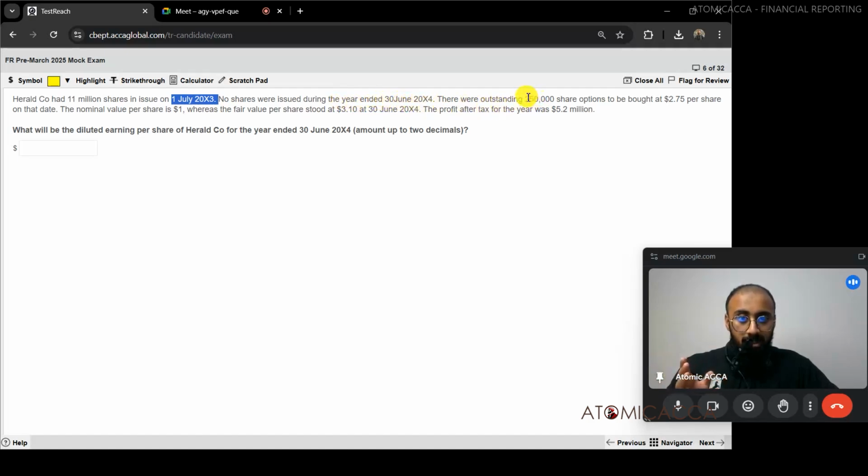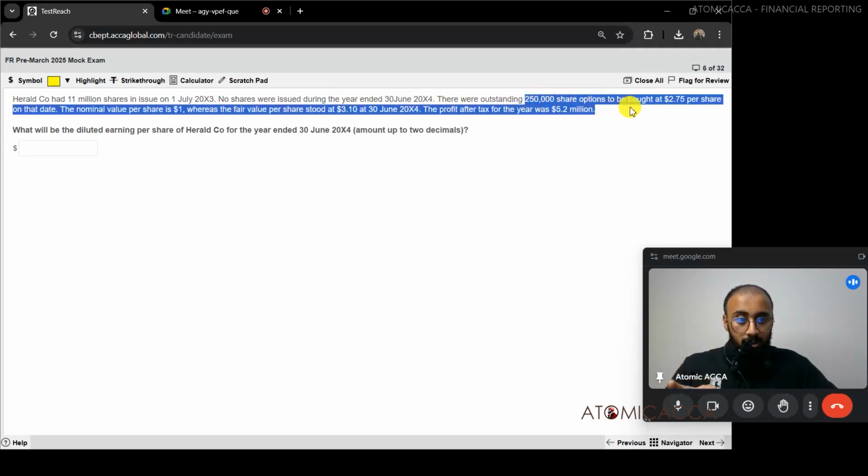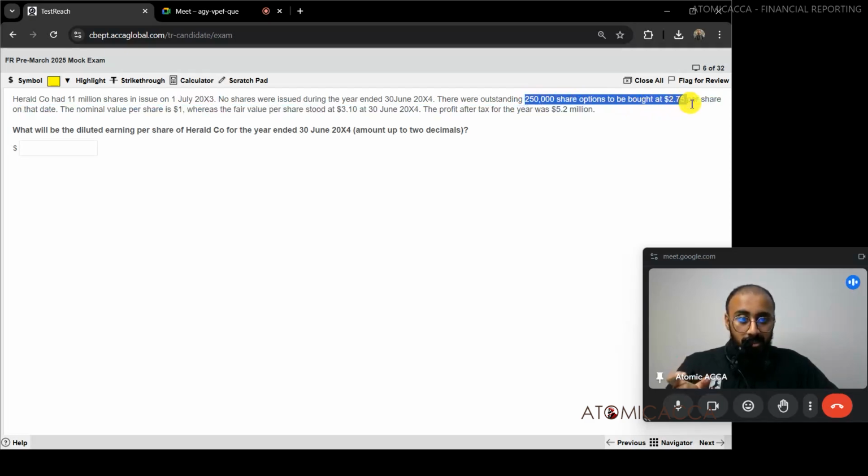Okay, there were outstanding 250,000 share options to be bought at $2.75 per share. So that is the discounted price. Nominal value per share is $1. That is like the base value. Whereas the fair value per share stood at 3.10 at 30th June X4. That is like the market value. Profit after tax is 5.2 million. Now the topic is related to diluted EPS and the calculations related to share options.